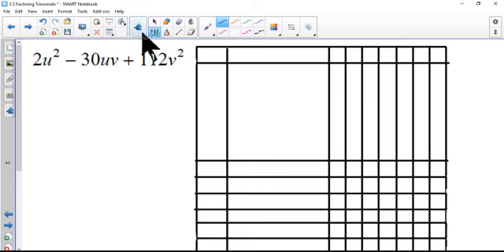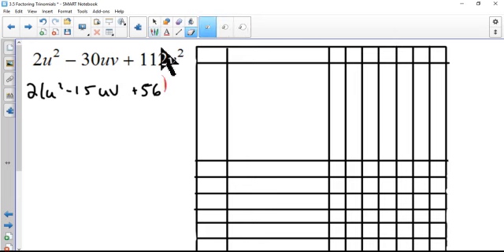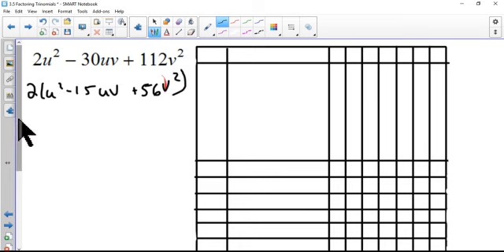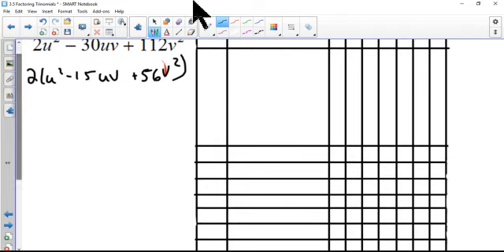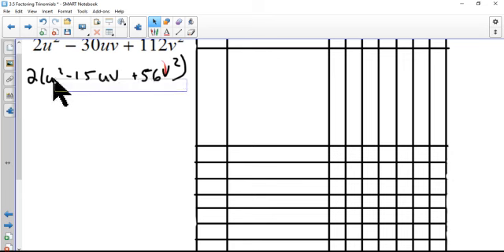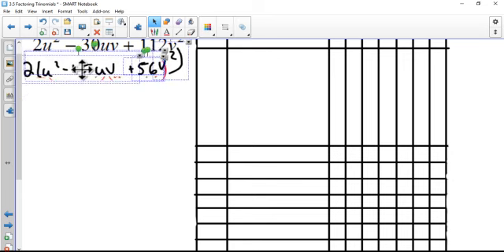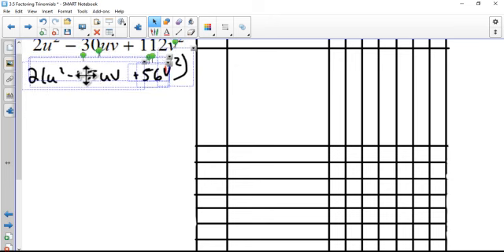Okay, so this is putting kind of all the eggs in one basket. Notice our leading coefficient isn't just a 1, so we're going to have to factor out first. u squared minus 15uv plus 112 divided by 2 is going to be 56. Yay, there's the answer. We'll get to that point after.